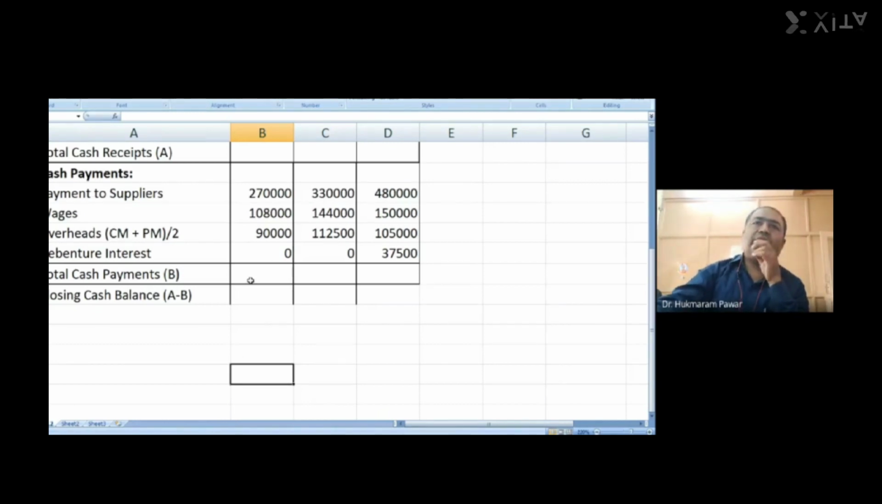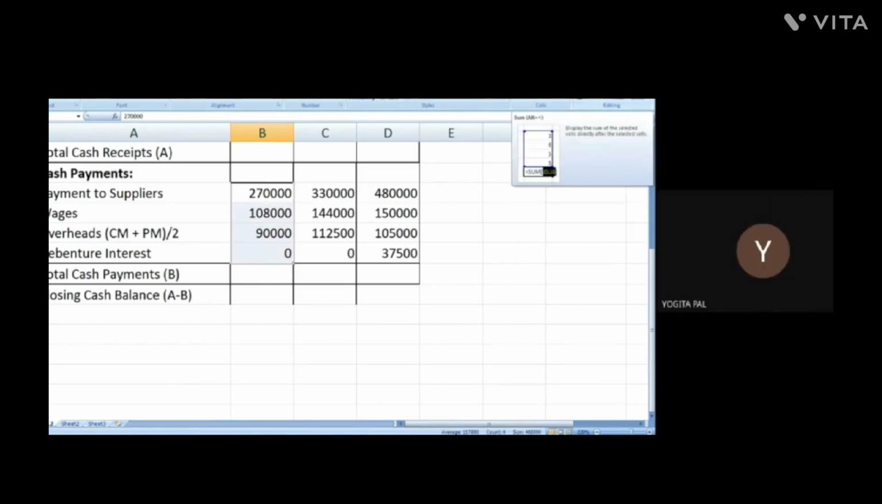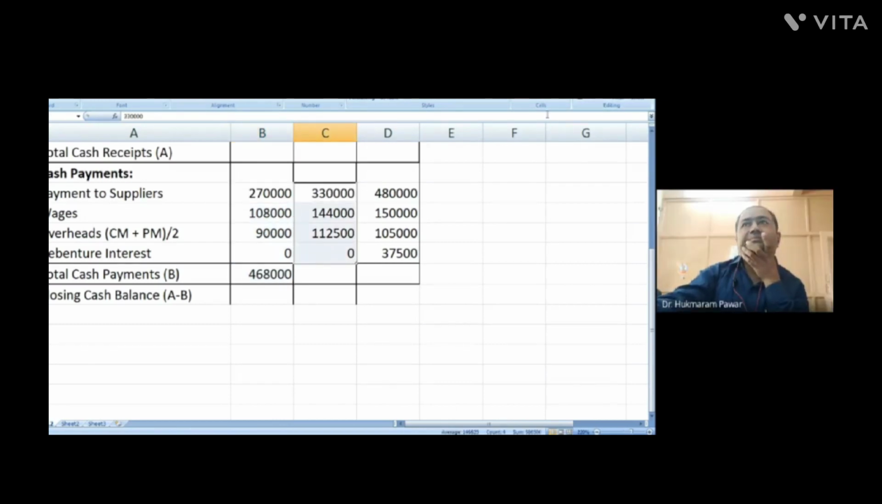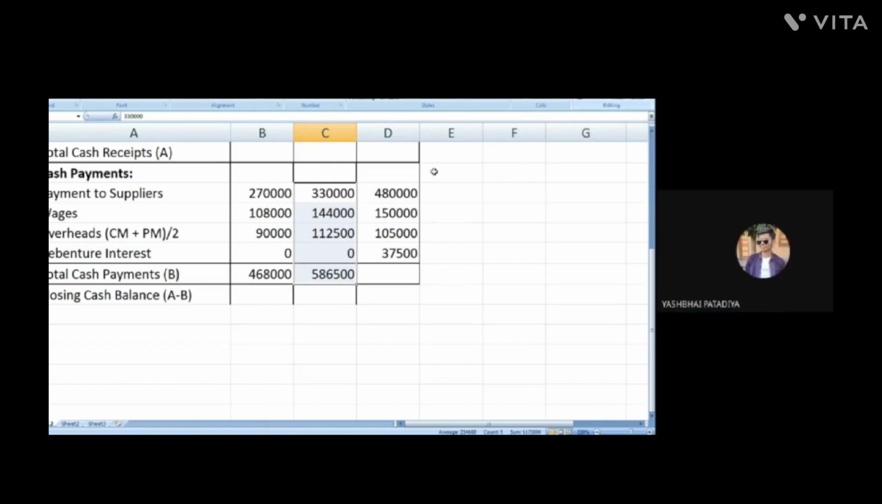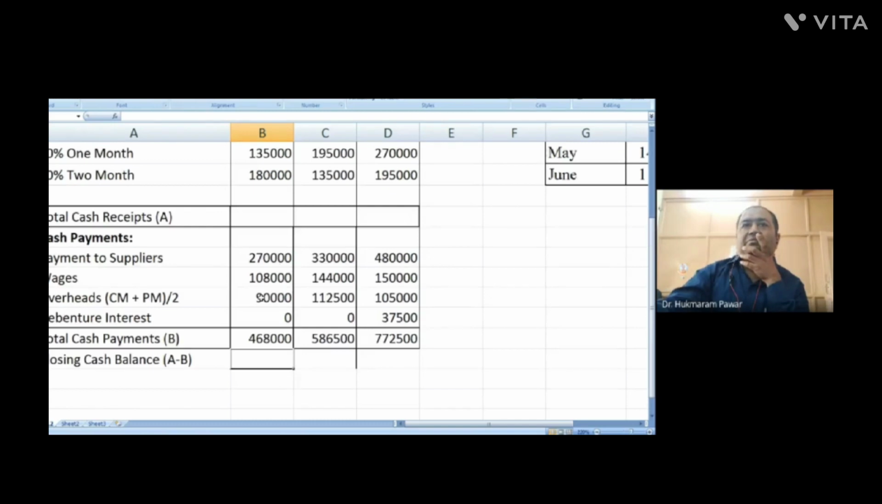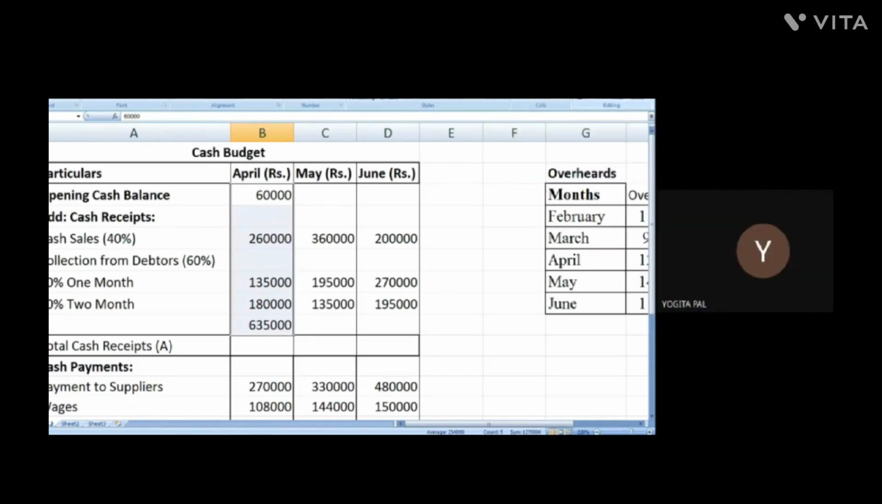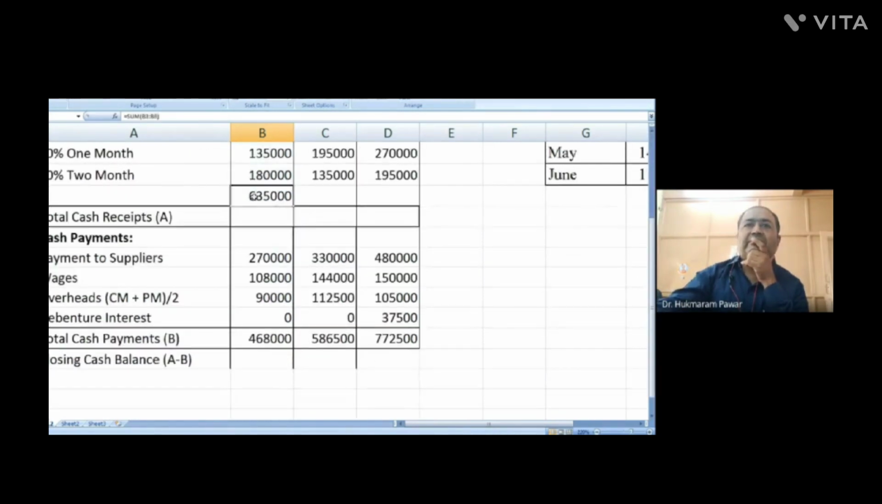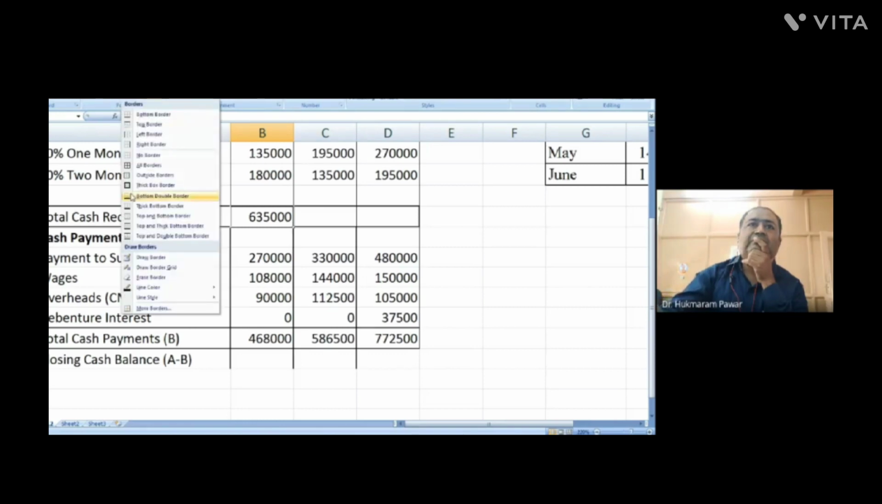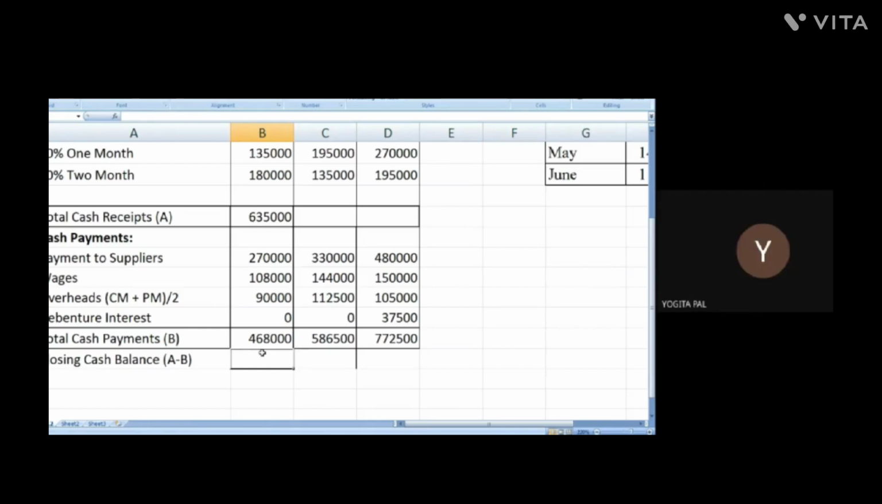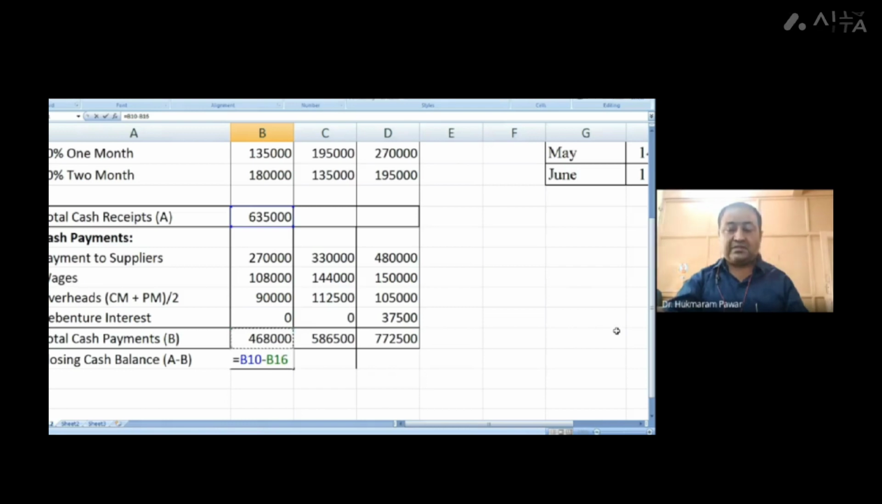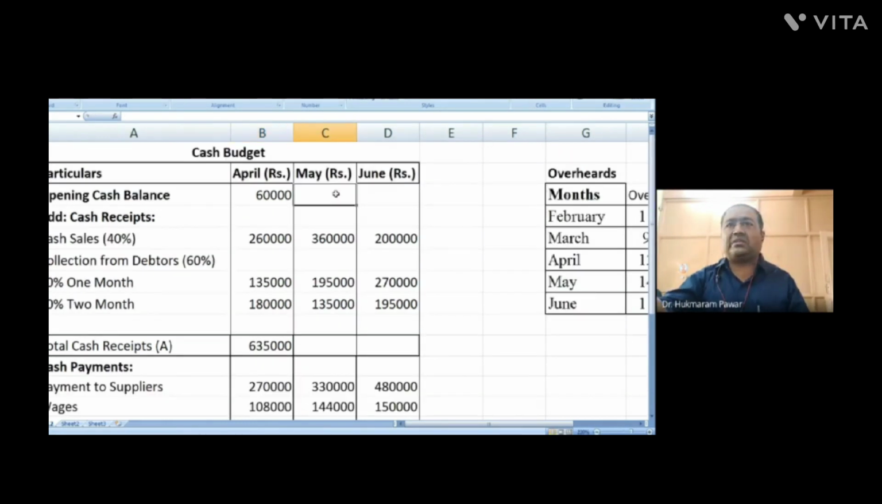So what do we need to do now? We will total this. How much is the total? 4,68,000. Very good. In the second? 5,86,500. Very nice. Third one is 7,72,500. Now the total of this receipt side is 6,35,000. Then what will we do? 1,67,000, this difference, this minus this. So it is 1,67,000, and this 1,67,000 is transferred here.